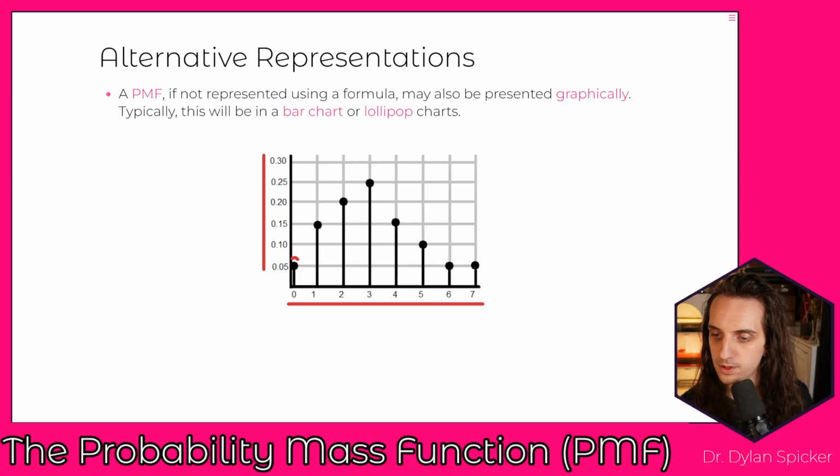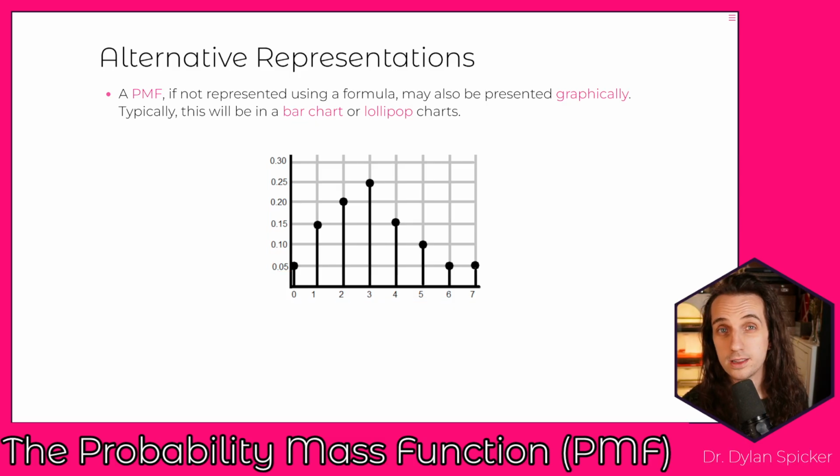And so here we say, well, the probability that x is equal to 0 is going to be 0.05. The probability that x is equal to 1 is 0.15. The probability x is equal to 2 is 0.2. The probability x is equal to 3 is 0.25. 4, 0.15 again, 5, 0.1, 6, 0.05, and 7 is also 0.05.